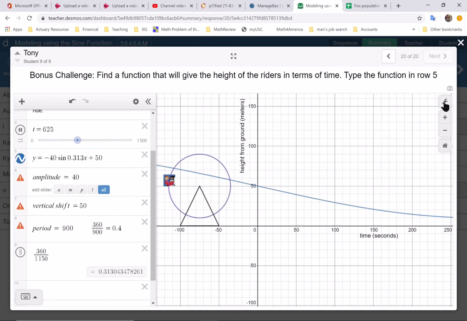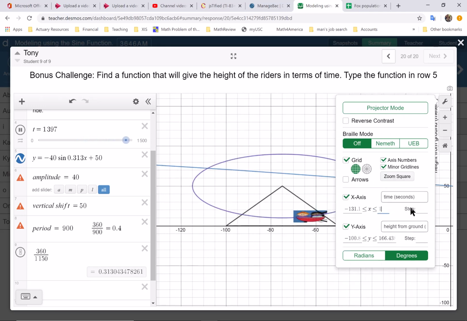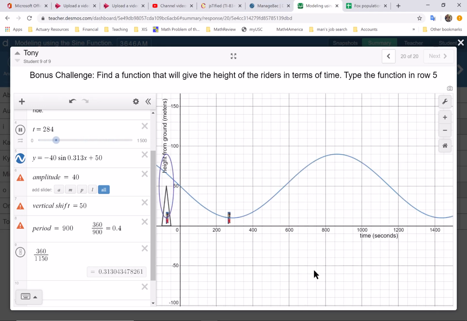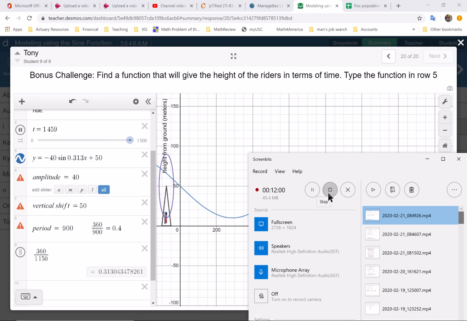And I think we should change this so we can see farther. Right, you can see it follows that graph really well like that because we chose the period to be perfect, right? We calculated it using something that we know about it. All right, so I hope this helps. Please reach out if you do have more questions.